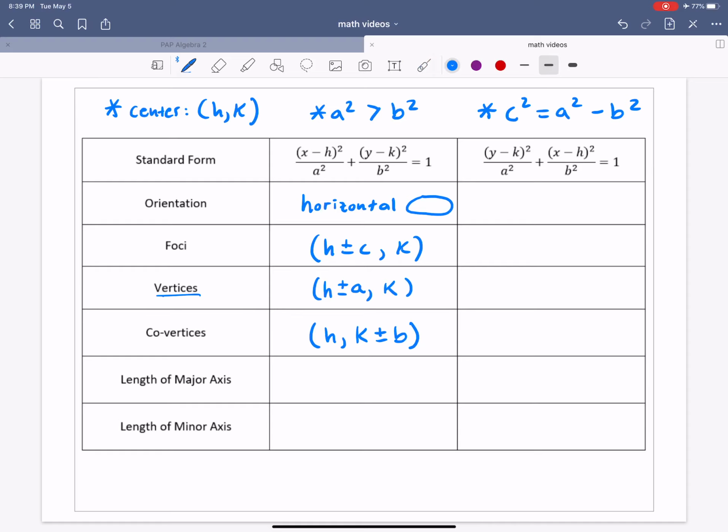That's going to come in handy when we start doing some examples in a minute. The length of the major axis is 2a units. If you go a one way and a the other way, that's 2a. And then the length of the minor axis is 2b.